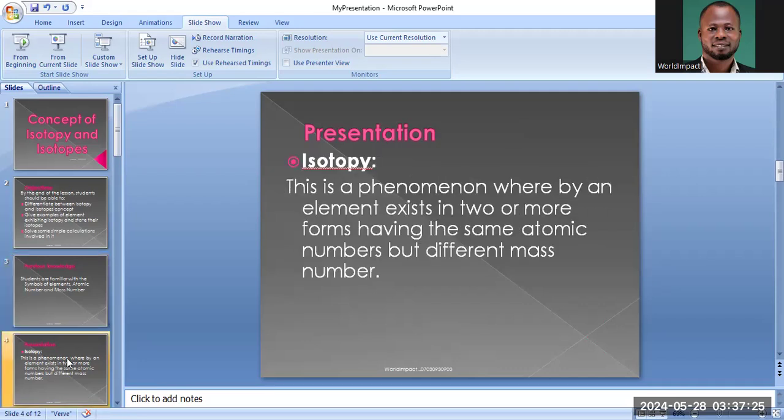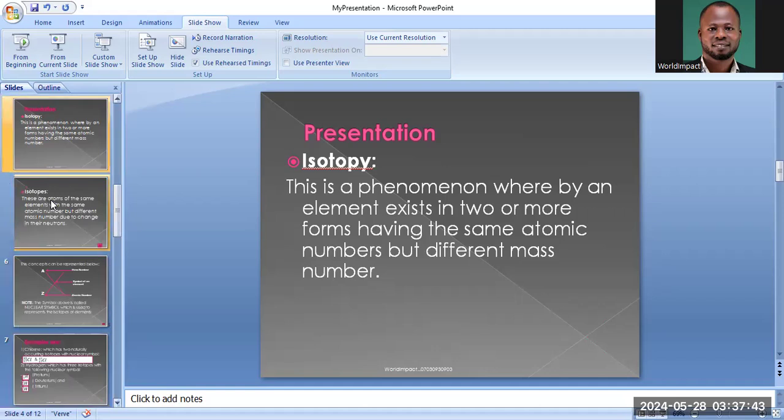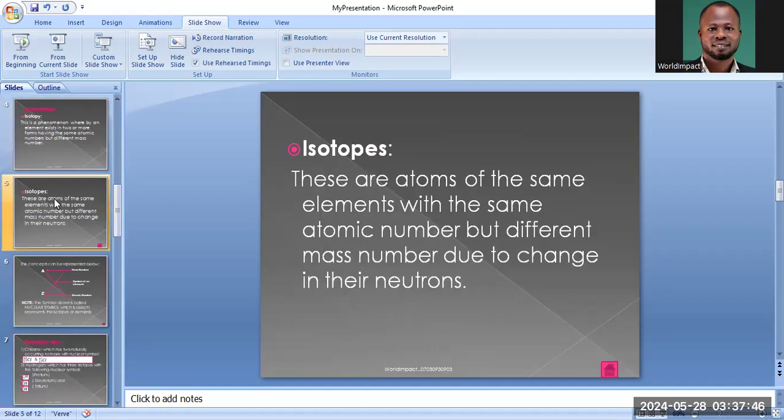So what then is isotopy? It's a phenomenon whereby an element exists in two or more forms, having the same atomic number but different mass number. How does this go on with the concept of isotopes? What then are isotopes? Let's look at what an isotope is. These are atoms of the same element with the same atomic number but different mass number due to change in their neutrons.